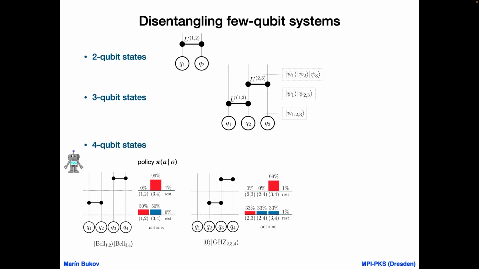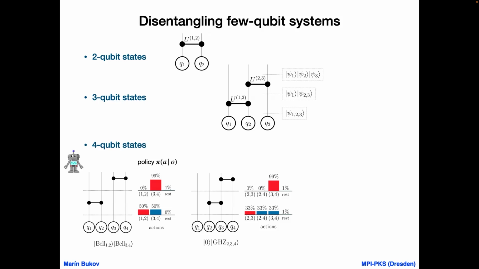So let's try something else. Let's try another state. In this case, I'm going to take qubit 1 to be in a product state with qubits 2, 3, and 4, whereas 2, 3, and 4 are going to be in a GHZ state. The GHZ state is more interesting because it's an entangled state. So there is entanglement between all of these qubits, 2, 3, and 4.